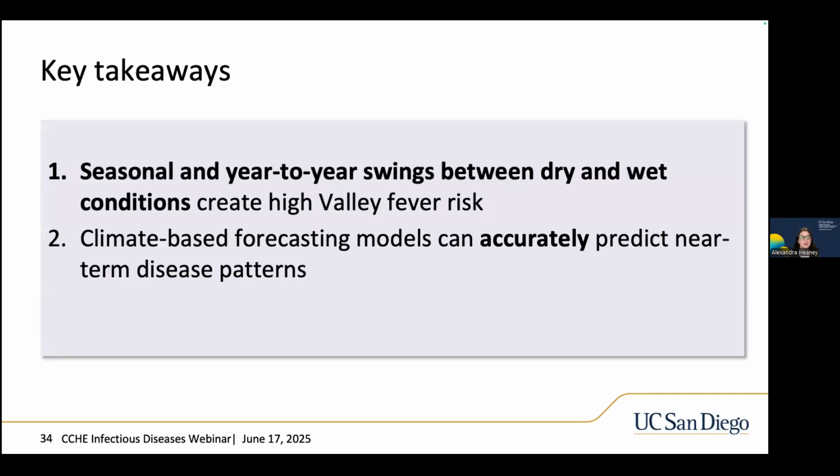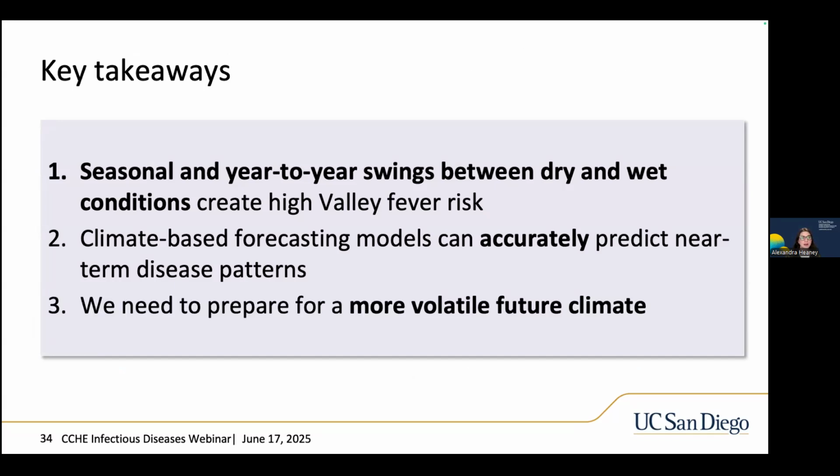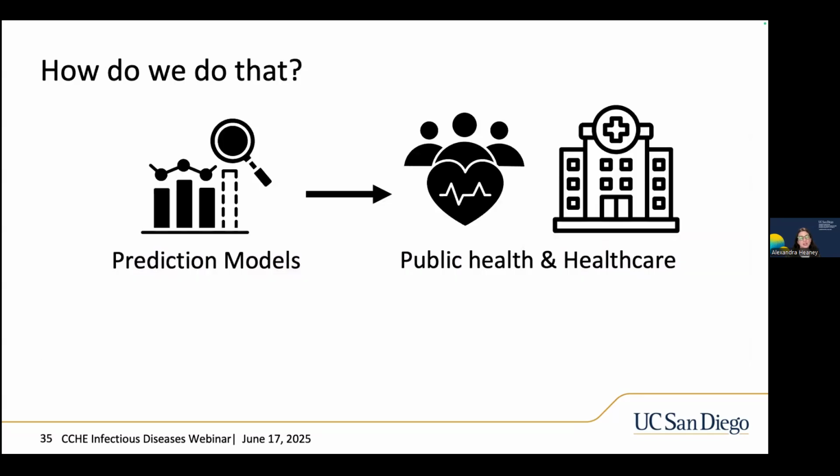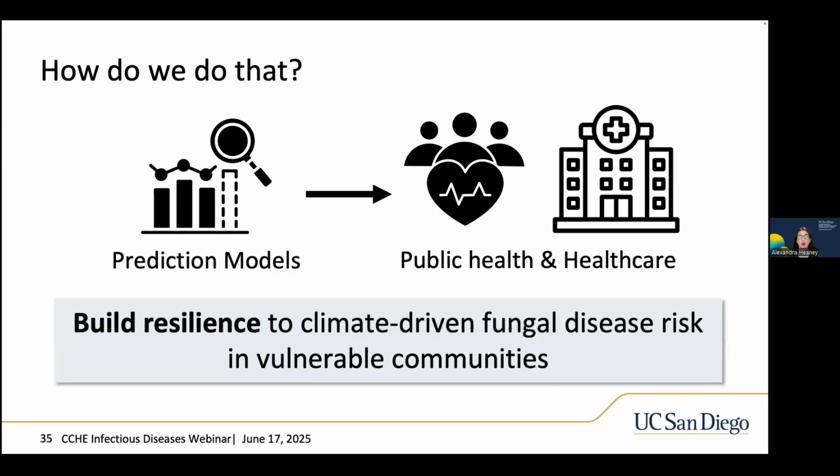So very quickly, some key takeaways. The seasonal and year-to-year swings between dry and wet conditions create high valley fever risk. Climate-based forecasting models can accurately predict near-term disease patterns, and we need to prepare for a more volatile future climate. I can talk a lot more about this in the Q&A, and I invite questions about this. But just to finish up here, how do we do this? Well, I think the key is to develop tools that can regularly be used by public health and healthcare professionals, all with the goal of building resilience to climate-driven fungal disease risk in vulnerable communities.